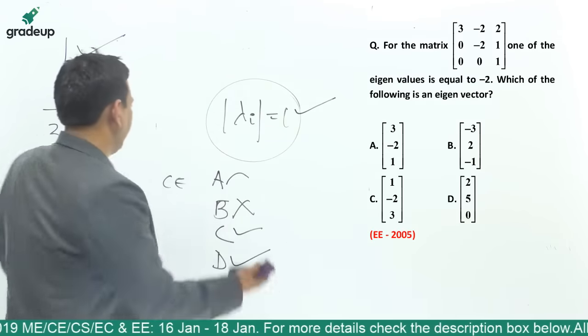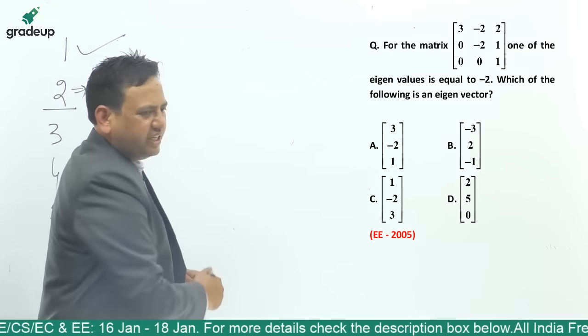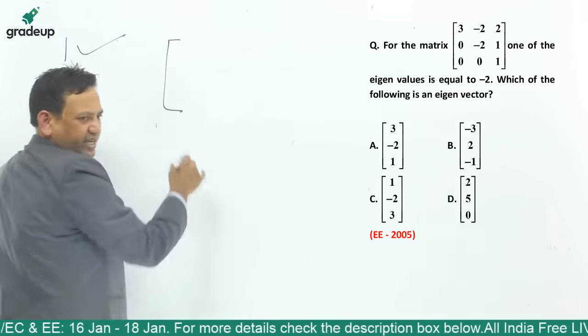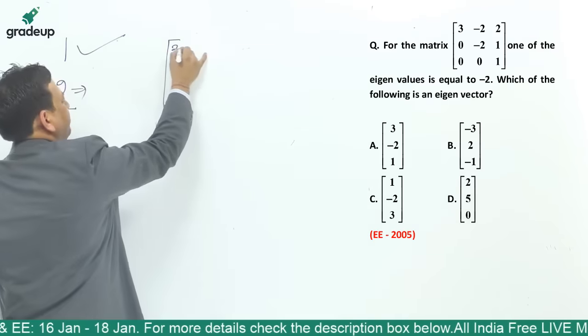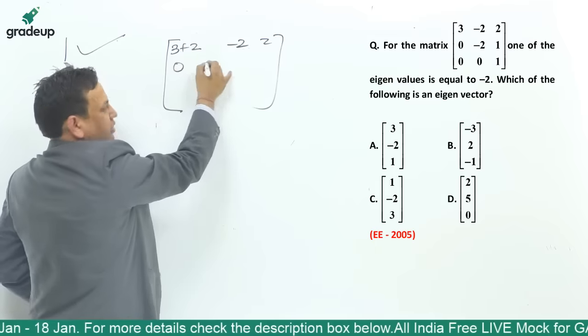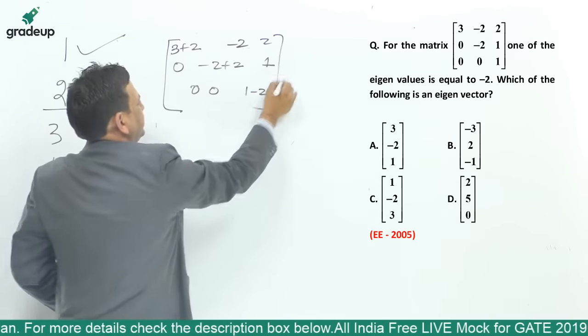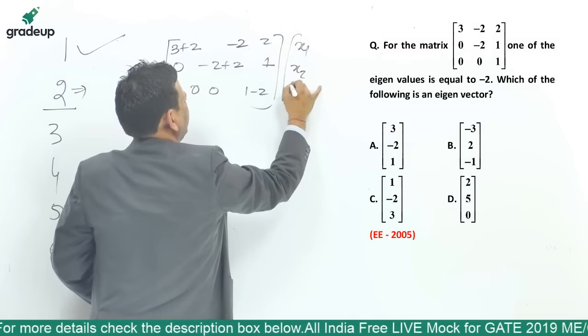Now this question I am solving, let's see, very simple funda. You don't need to write everything, because if you try, we are saying minus 2. So this will be 3 plus 2, minus 2, 2. This would be 0, minus 2, plus 2, 1. This would be 0, 0, 1, minus 2. Now it would be x1, x2, x3.